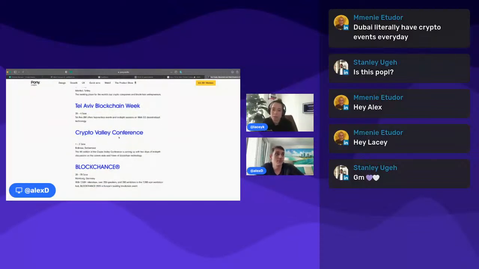Crypto Valley Conference, Switzerland, 1st to 2nd of June. Actually, I was very surprised. Switzerland to me was always a very conservative country in terms of the banks, Swiss banks and everything related to Switzerland. But for the past year or longer, I see that Switzerland is investing a lot of money into Web3, into crypto, and they're building lots of great Web3-related things there.